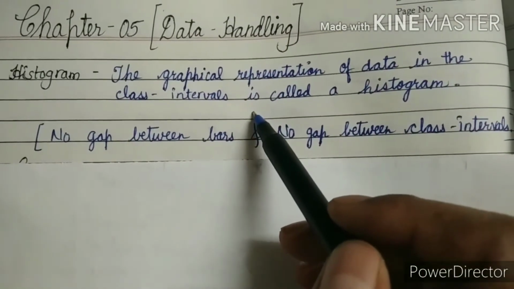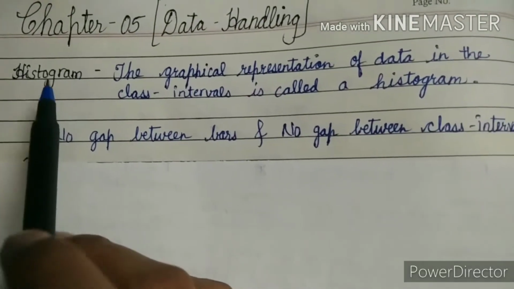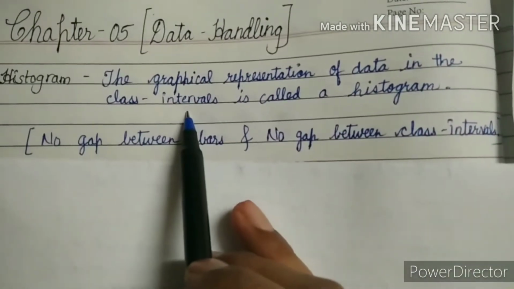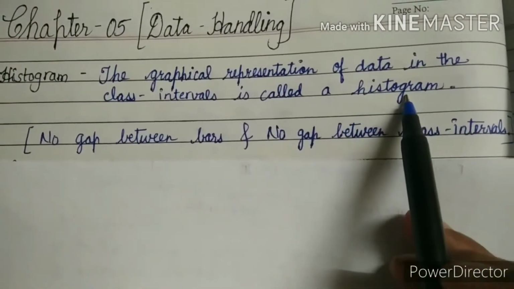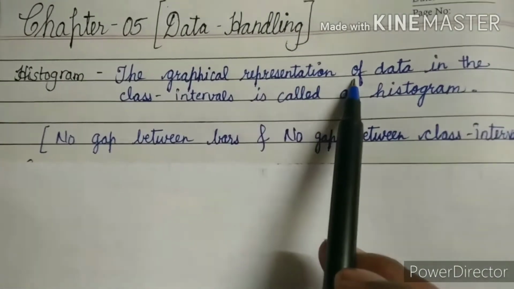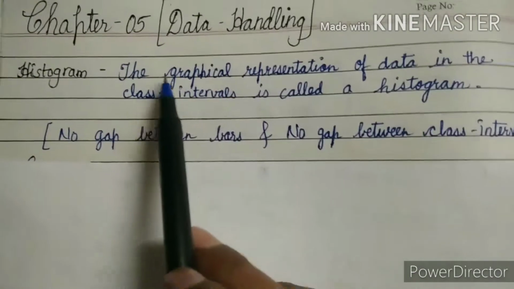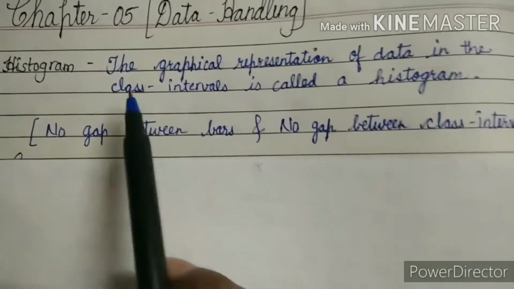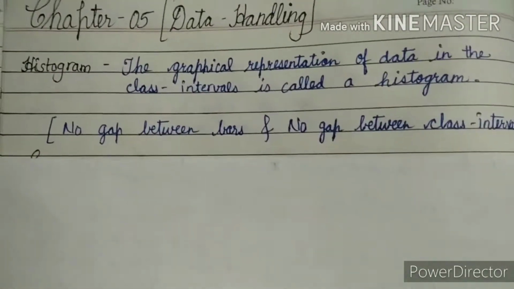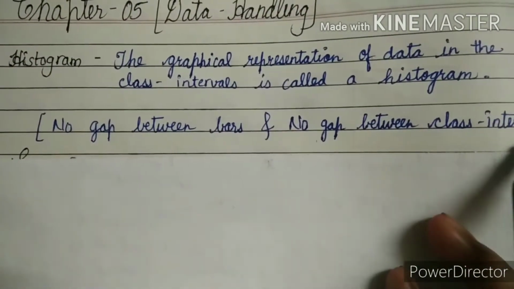So in class 8 we have a very new topic whose name is histogram. Histogram means the graphical representation of data in class intervals is called a histogram. It means whenever we represent data in graphical form, but that data is in class intervals, that is called a histogram. Here I wrote one line: no gap between bars and no gap between class intervals.